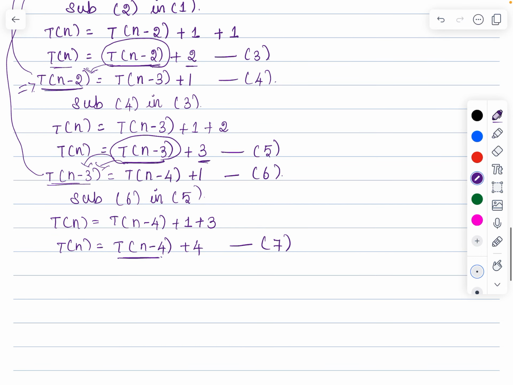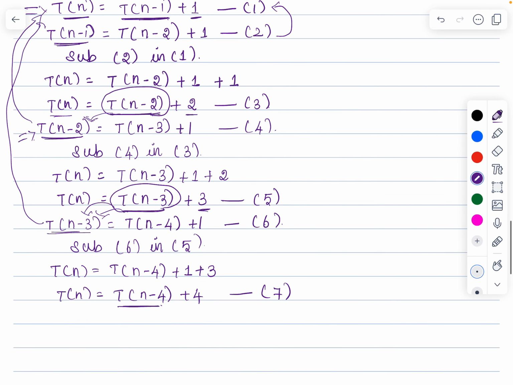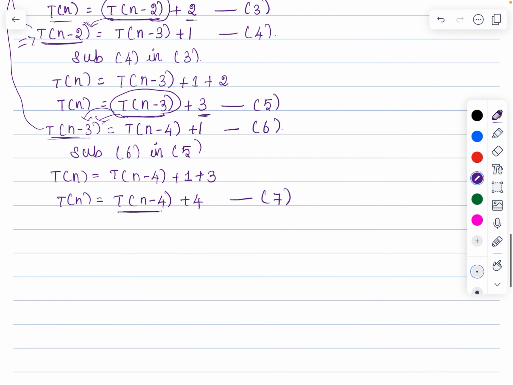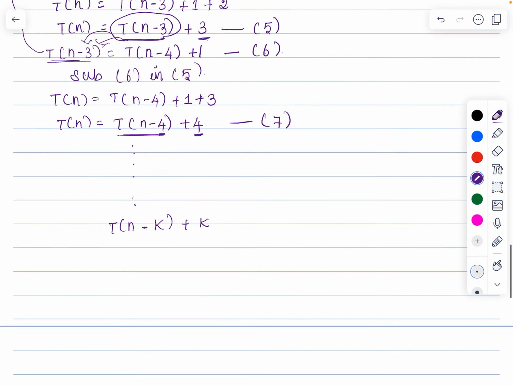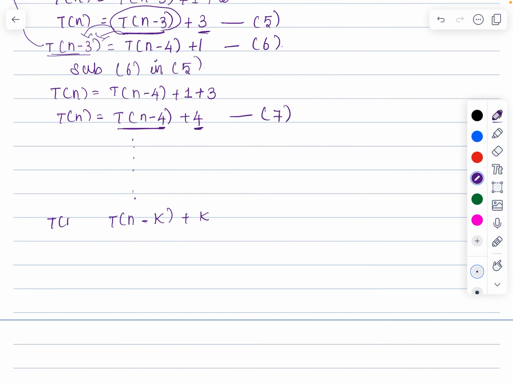So it keeps on going like this. You need to identify the pattern, and you need to know till when it would keep on going: till we reach the base case. If you see T of n minus 4, again it is 4. Whatever value we get in the decreasing function, the constant outside the function call is also going to be the same. So till when it would keep on going, till n minus some k value, it would go plus some k. So it can be written like this: T of n equals T of n minus k plus k.